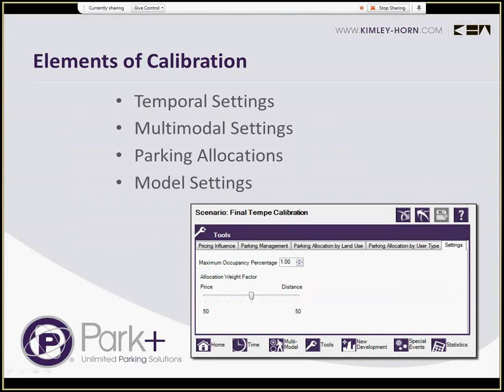And finally, there's model settings. At what point does the model predict that a parking facility is full? And how does the model distribute the weighting between pricing and distance and overall facility attractiveness? These let you get into the actual algorithm that's driving the model and weight what is more important to your user as you go through. You'll be able to move that slider bar back and forth, and we'll show you an example in a second of how that impacts the calibration process, determining whether or not your users are weighted more heavily towards one or the other.